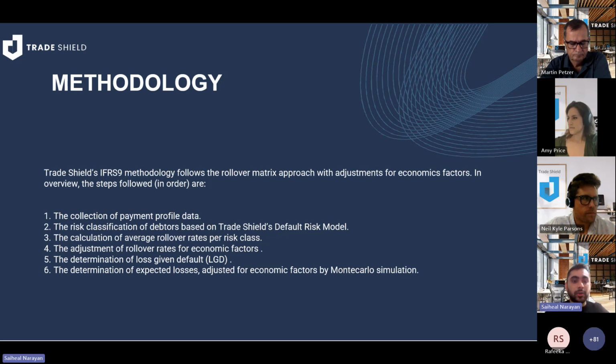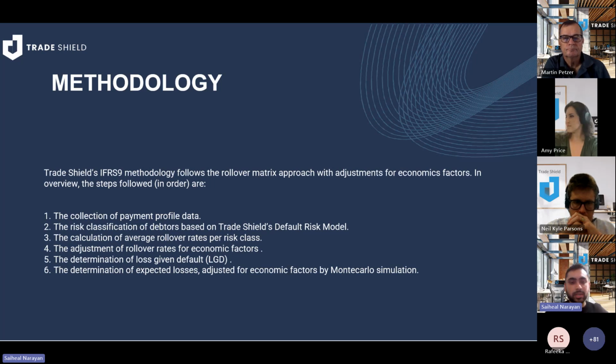Then we adjust the rollover rates for economic factors, and we have shown that economic factors have a very, very big impact on how debtors pay. Think about it this way: if you increase interest rates or CPI, or your employment rate goes down, your customers are not really going to pay you on time, or if they have to take a loan out to pay you, they're going to pay very high interest rates. So sometimes it affects their behavioral stance on how they're going to move throughout the buckets.